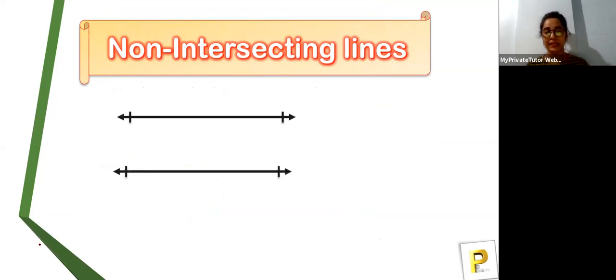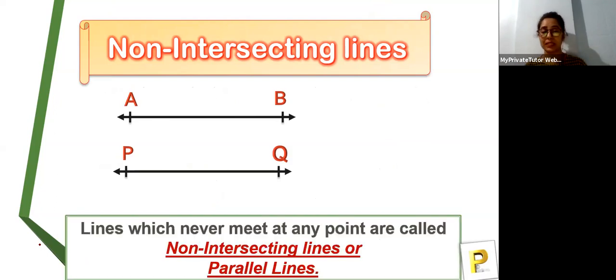We have two lines, line AB and line PQ. Again, we have taken the same lines because we have to draw two lines in two different ways. That was the first way, in which one line was intersecting the other. Now we have non-intersecting lines. Lines which never meet at any point are called non-intersecting lines, or they are also called parallel lines.